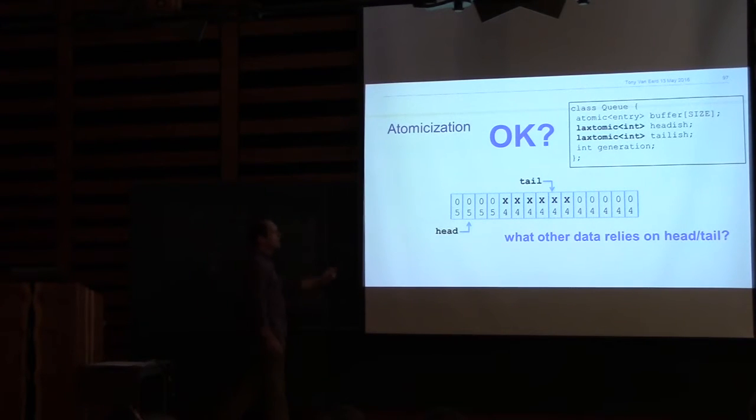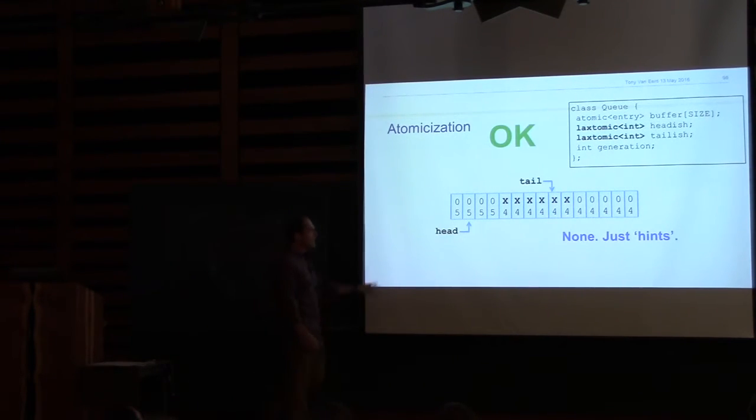So the question is, for head and tail, what's the relationship to data? What other pieces of data rely on head and tail? None. Head and tail are just hints. There's no real data relying on the values of head and tail. So I claim I can make head and tail always use relaxed atomics.